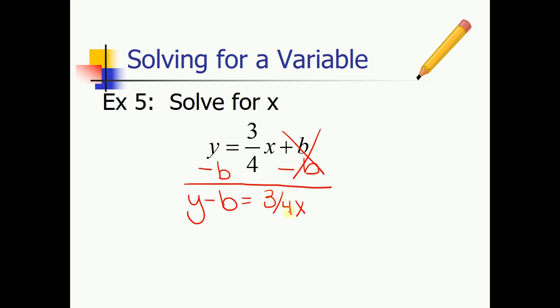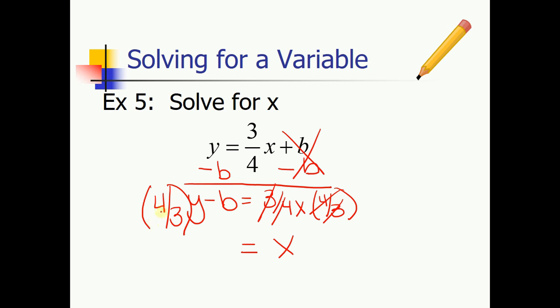Now, how do I remove this 3/4? Technically, it'd be dividing, right? Because it's 3/4 times x, but we're smarter than that. We're not going to divide by 3/4. We are going to multiply by 4/3. Because remember, dividing by a fraction is the same as multiplying by its reciprocal. So I'm going to multiply both sides by 4/3. So then I'm going to get a 1x over on this side.